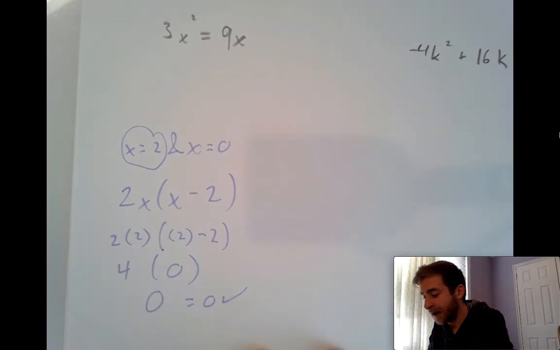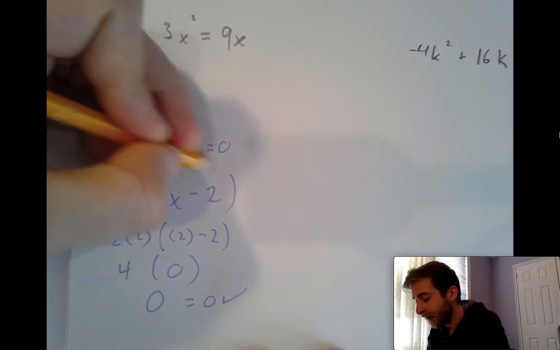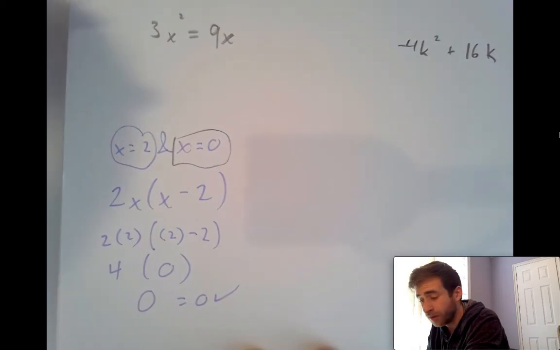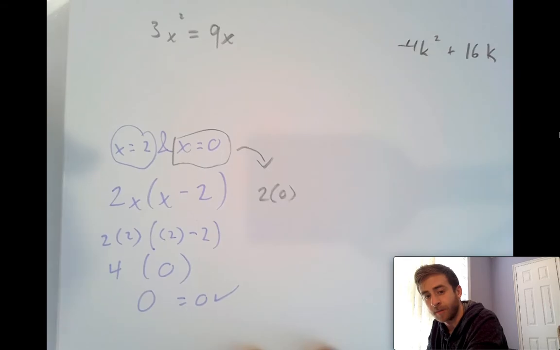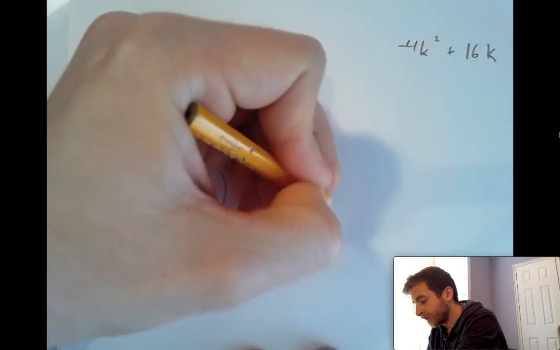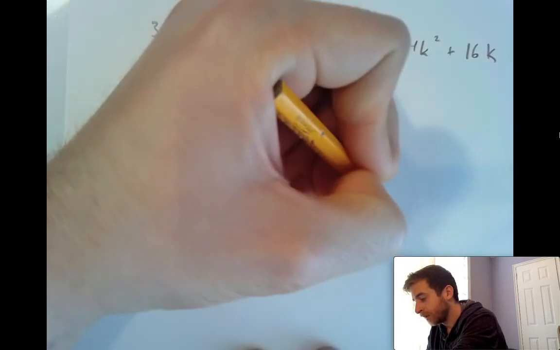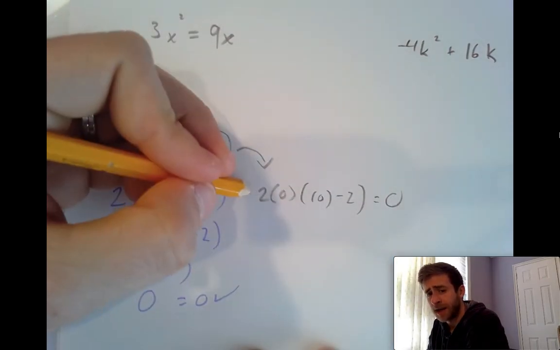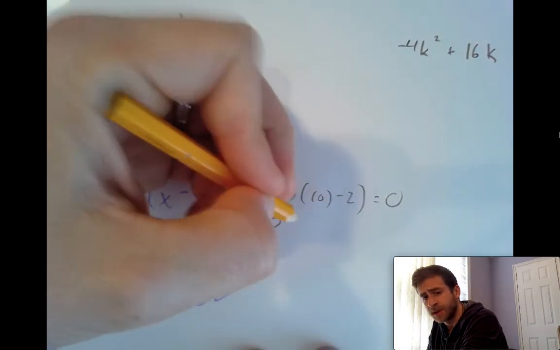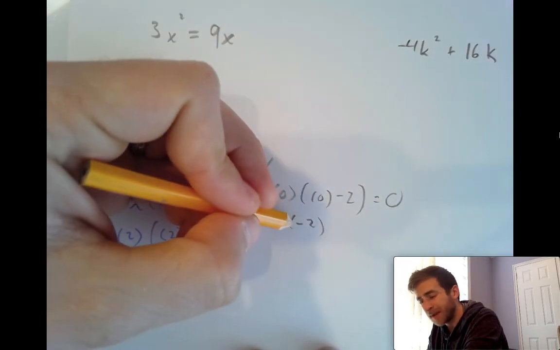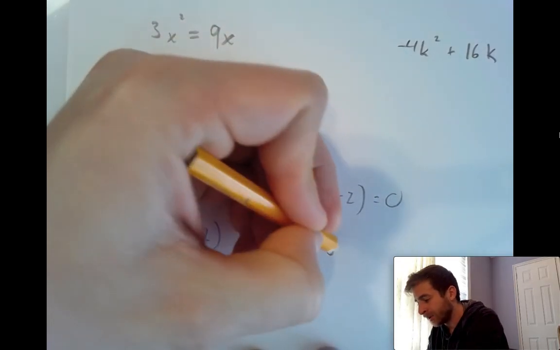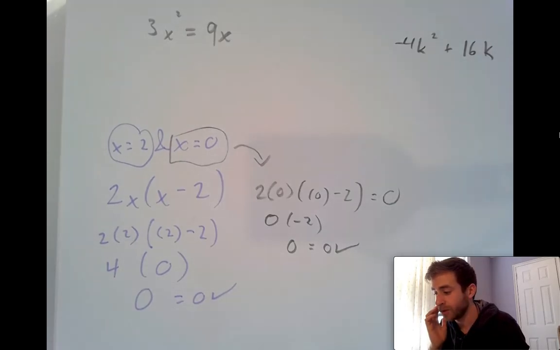If I try x equals 0 now, we're going to do 2 parentheses 0, and then smaller parentheses 0 minus 2 equals 0. 2 times 0 is 0. The 0 take away 2 is negative 2. 0 times negative 2 is 0, equals 0. That checks out. That's where the two solutions come from.